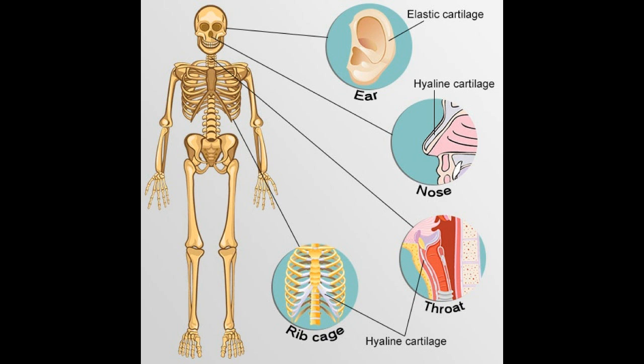Cartilages stand up against tension and compression. Hyaline cartilage looks glossy and provides pliable support. For example, it connects your ribs to your sternum, forms rings in the trachea, and is found in your nose too.